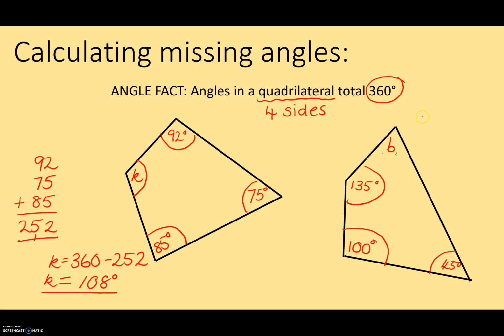Right, if you work out what you've got so far, you've got 45 degrees, 135 degrees, and 100 degrees. That adds up to 280 degrees. So to work out B, you're doing 360 subtract 280, and B is 80 degrees.